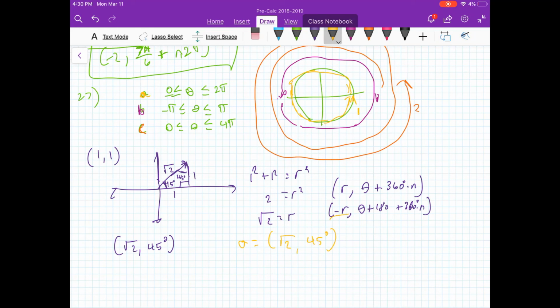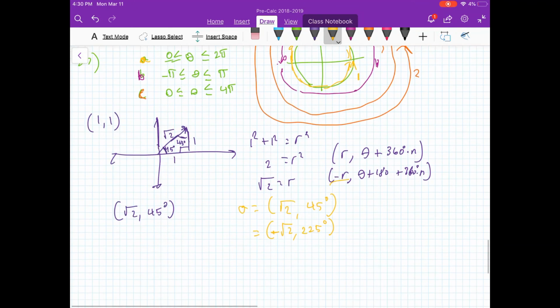Now, if we went to that second equation, that negative r, we can write negative square root of 2, and if we added 180 degrees, 180 plus 45, that'd be 225 degrees. That would be the way to write it that way. If I added 360 degrees, that'd be beyond 2 pi. If I subtracted 360 degrees, that'd be below 0. So that's about all we can write here.